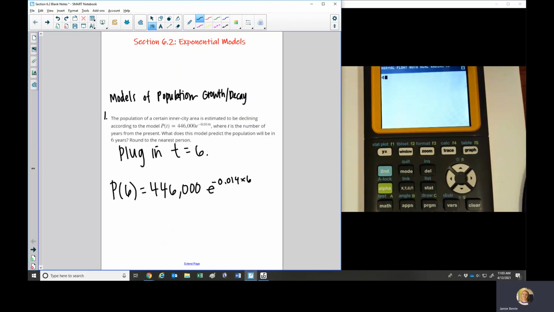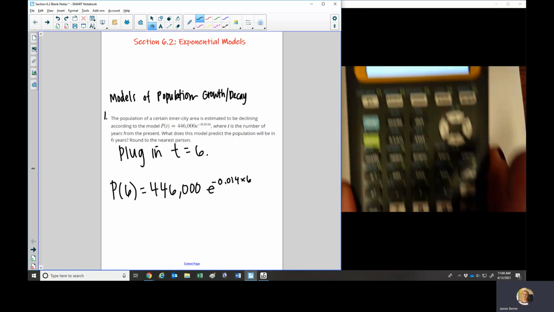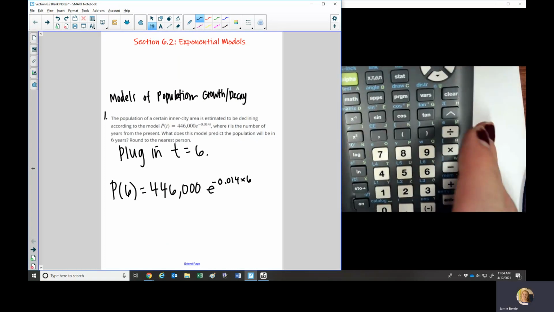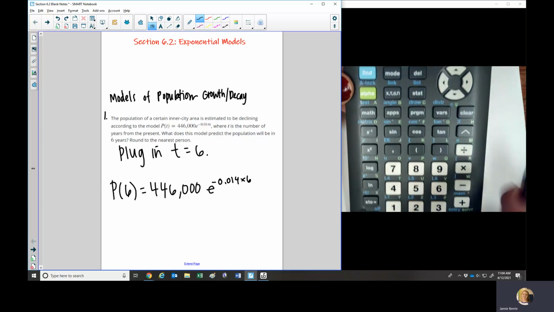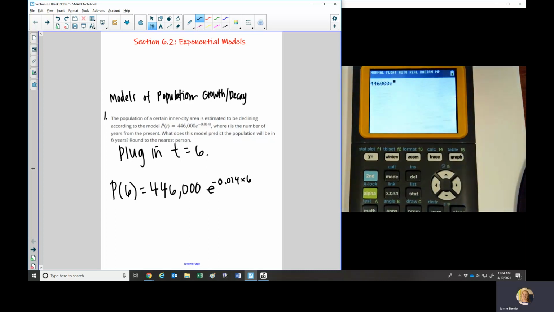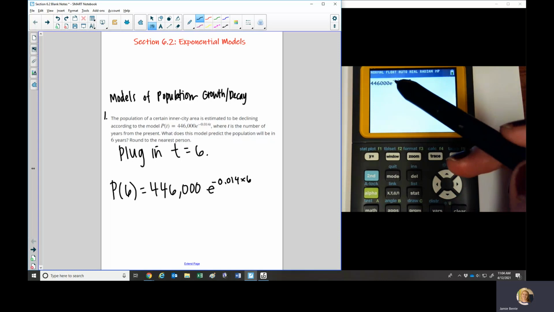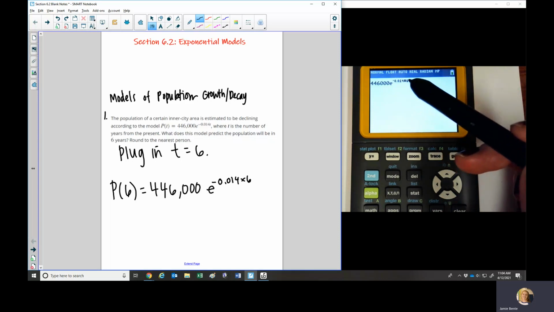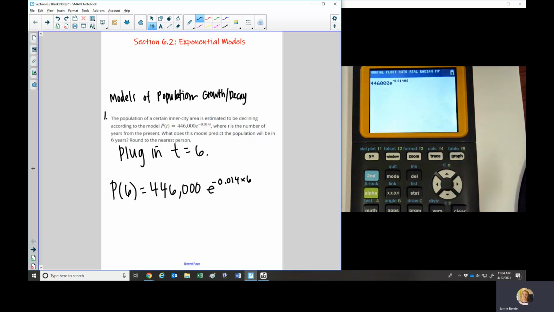All right, so 446,000 times e. Remember that second ln. So we're going to hit second and then ln. That's going to pull up e, negative 0.014 times 6. Now if you are using the TI-83, then your calculator should have opened up a parentheses for you whenever you hit that E button. Now you would go ahead and close that. Then hit enter, and there is our population.